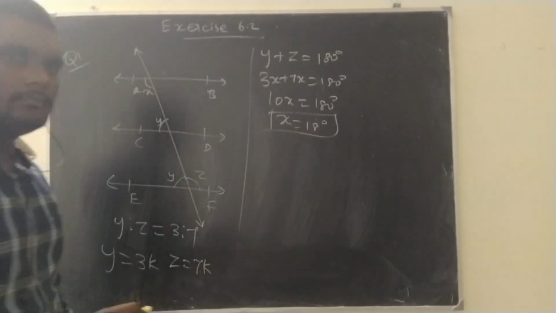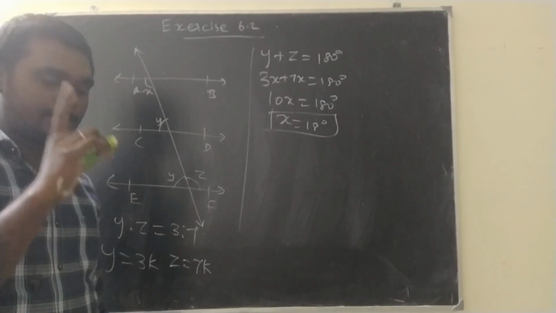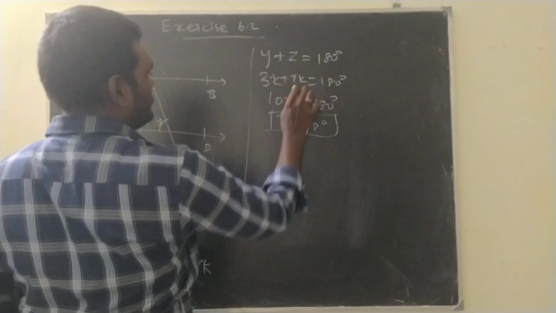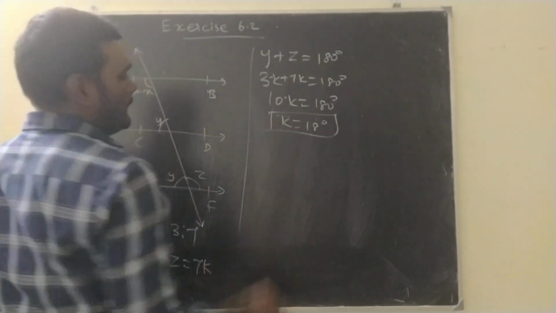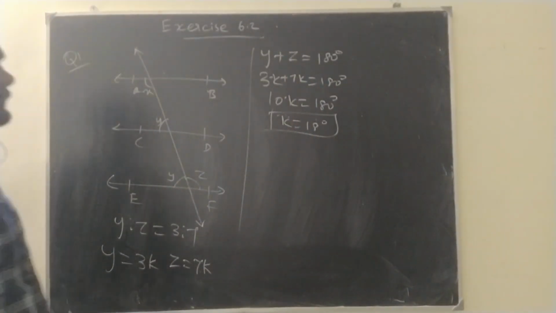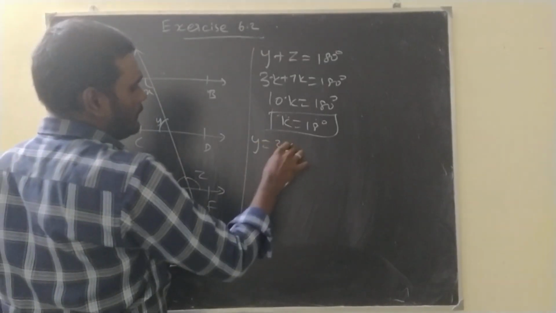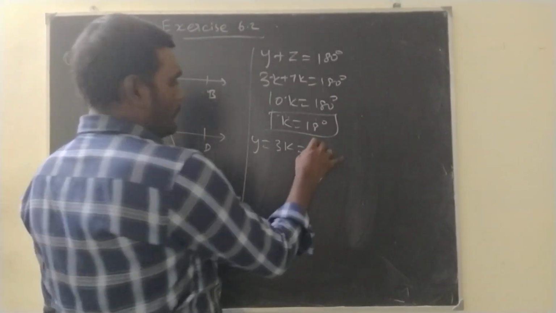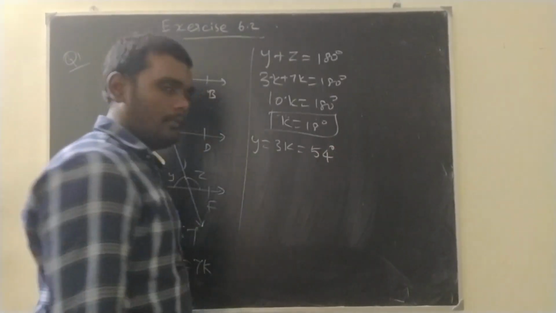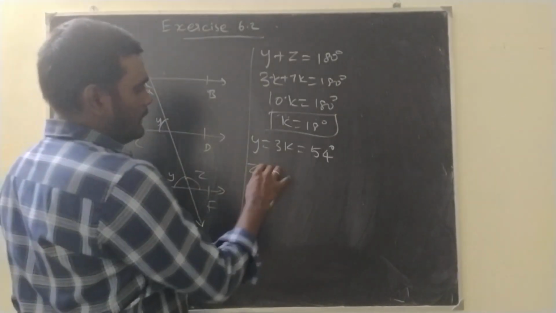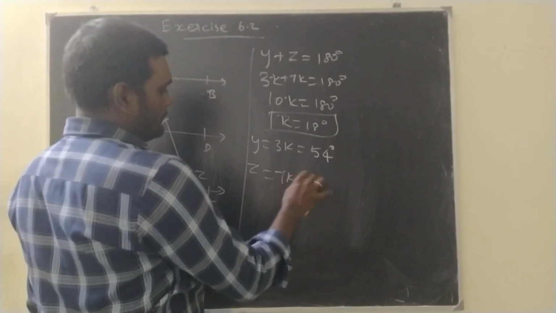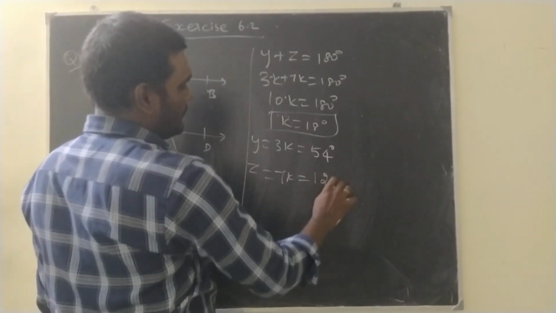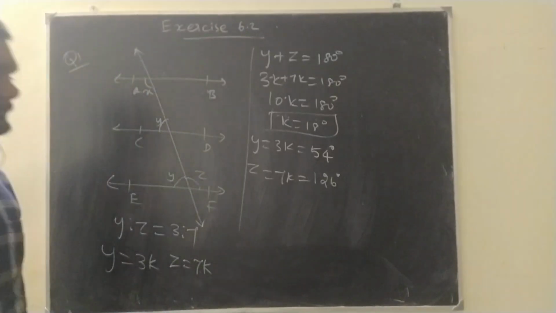Oh sorry, I told you that we will not use x, right? K, I forgot. 3k and 7k. So we have k as 18 degree, which will give us y is equal to 3k. 3 times 18 is 30, 24, 54. 54 degree, and z is equal to 7k, that is 70, 56, 126. Okay.